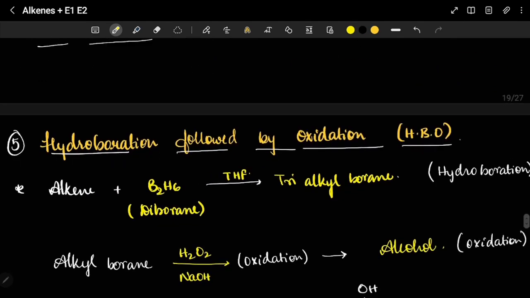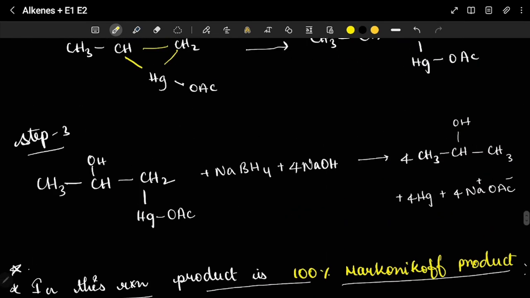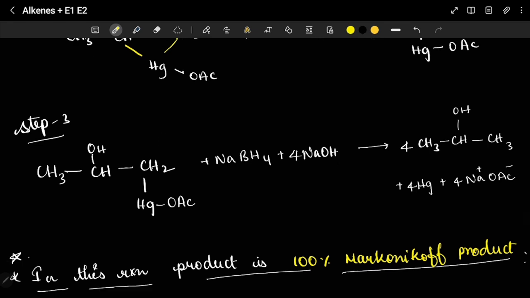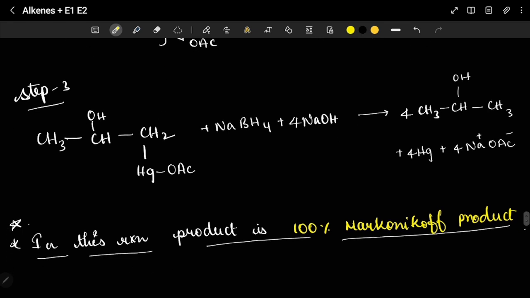Let's see the mechanism of demercuration. In demercuration, there is no mechanism to discuss because it's not really discussed till now. This is removed and just put the hydrogen. That's it. Very simple. And in this reaction, the product is 100% Markovnikov product. Simple. In 5 minutes, we have completed the whole OMDM.